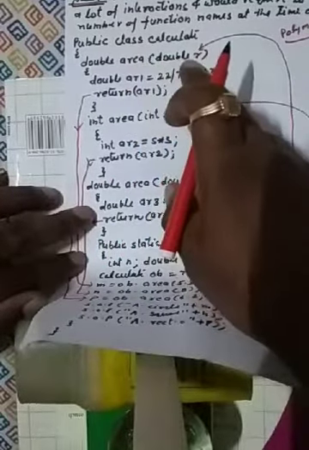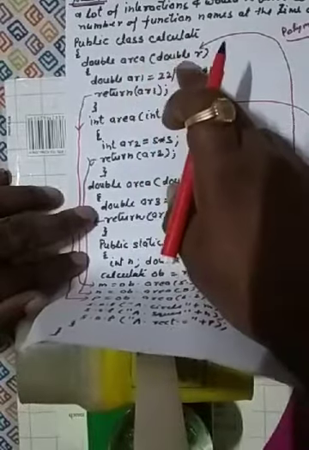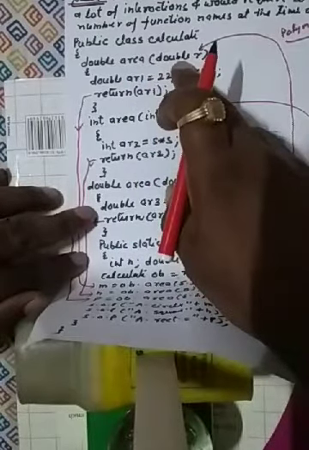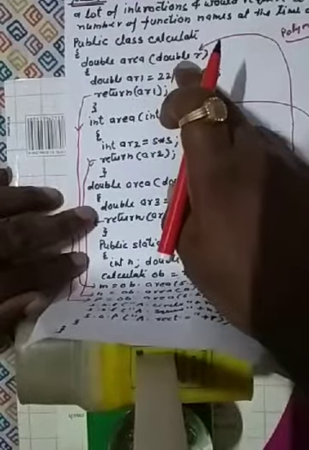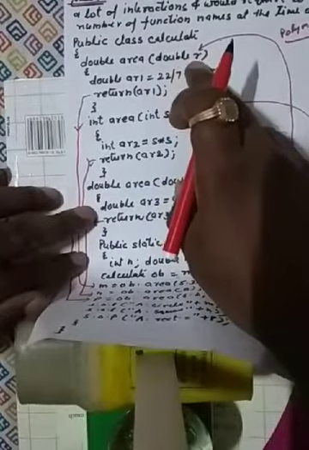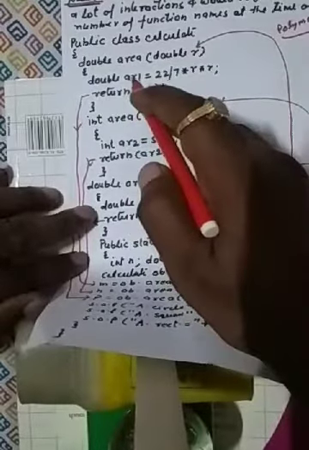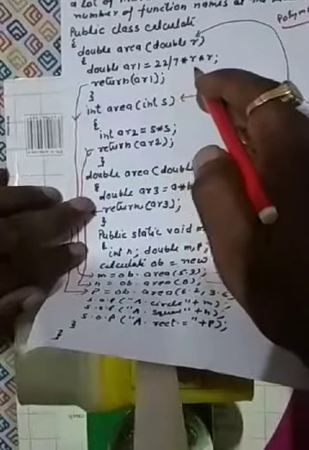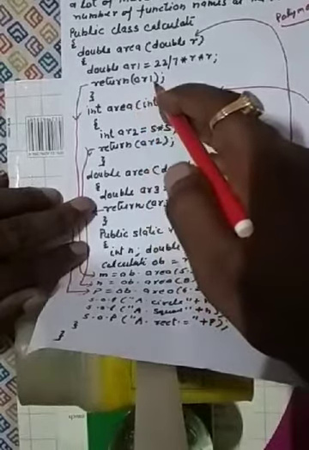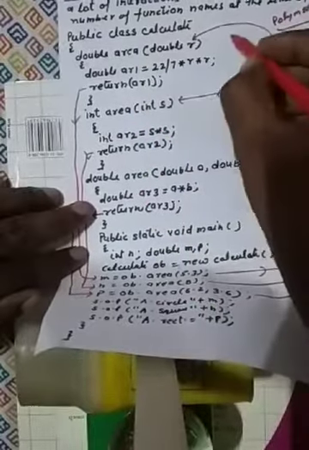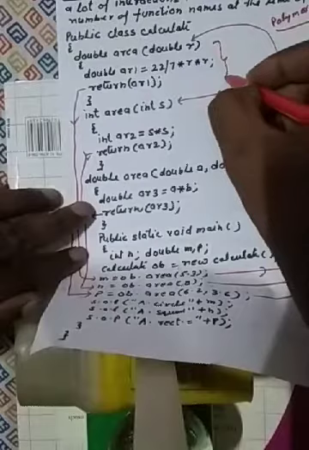Okay. Public class Calculate, we have a double area, and this is the function name, area. About which area are we going to find out? We are finding out the area of a circle. So for the circle we have to input the radius. So double AR1 is equal to 22 upon 7 into R into R, return AR1. So see, this is a function, its name is area.